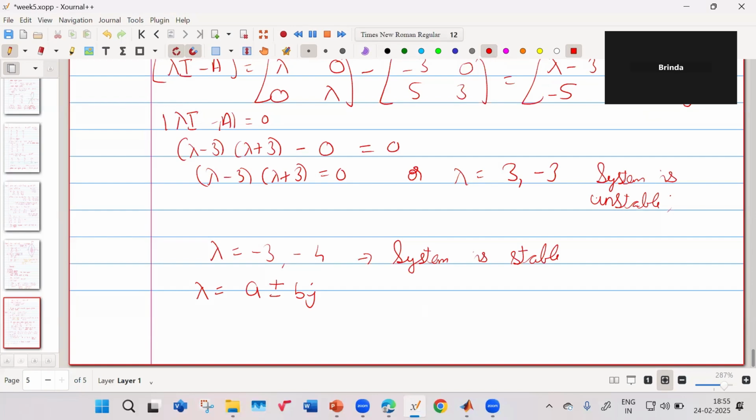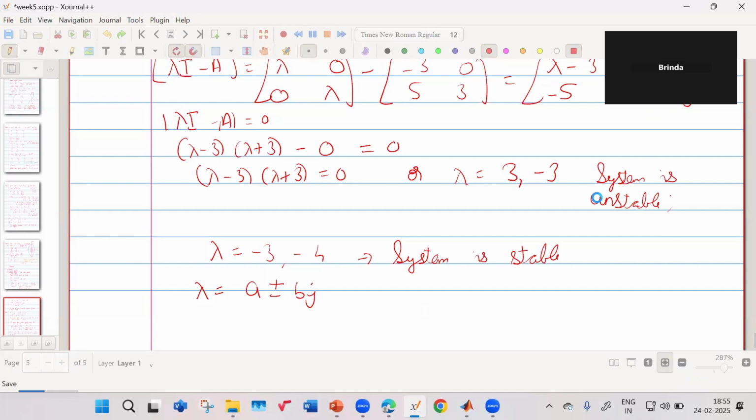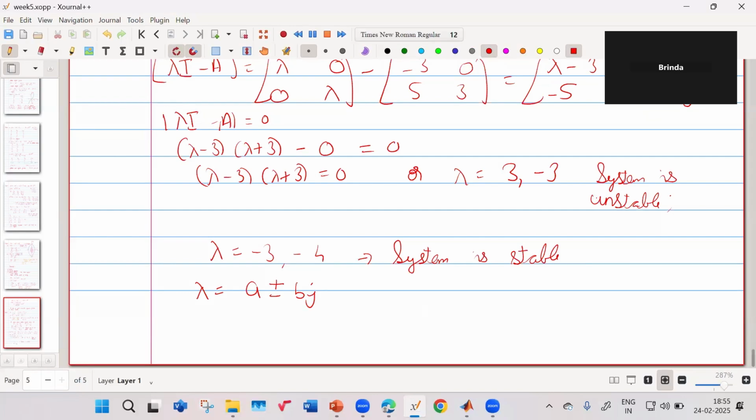So now, when will the system be stable? Does the stability depend on A or on B? What does the stability depend on? If the part is in the left half of the plane, the system is stable. Okay, so you are saying that lambda should be in the left half of the s-plane. It depends on A. So if it is in the left half, that means your A will be less than 0, right? Negative. Yeah, negative. So then we say that the system is stable.